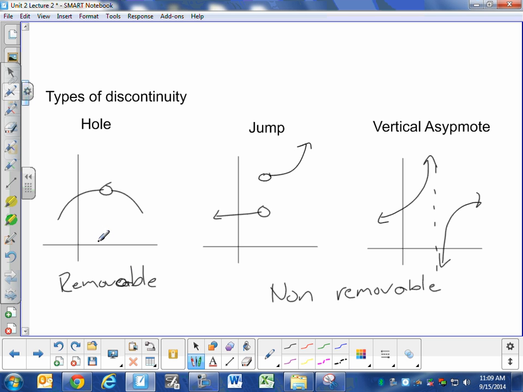All right. So this is removable. These are non-removable. Why is it removable? Well, you can take just a point and you can place it. And all of a sudden, the function that was not continuous becomes continuous. Whereas here, I cannot place a point anywhere, and the function will still be jumping, and it will still have an asymptote. Okay?